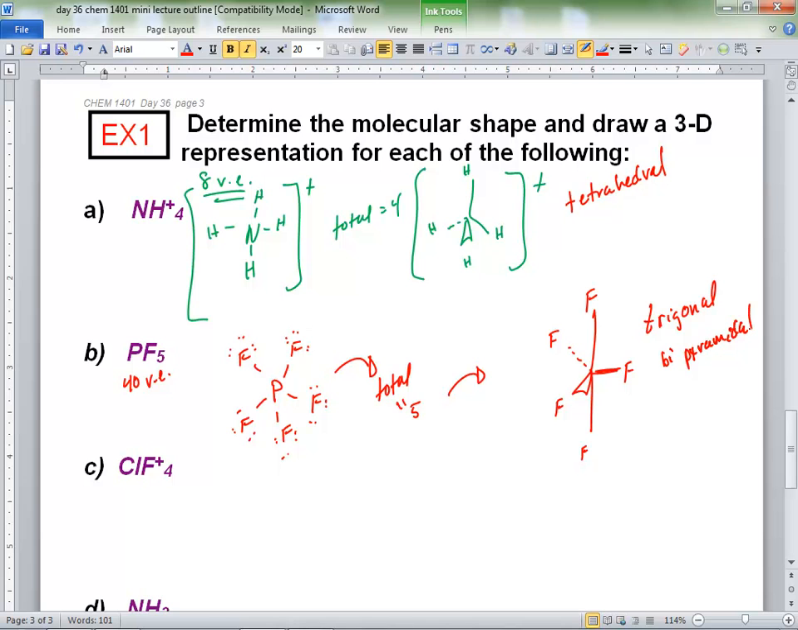I can help you a lot more if you go to the boards because I can't see your work just sitting there. Make sure it's a dashed line.